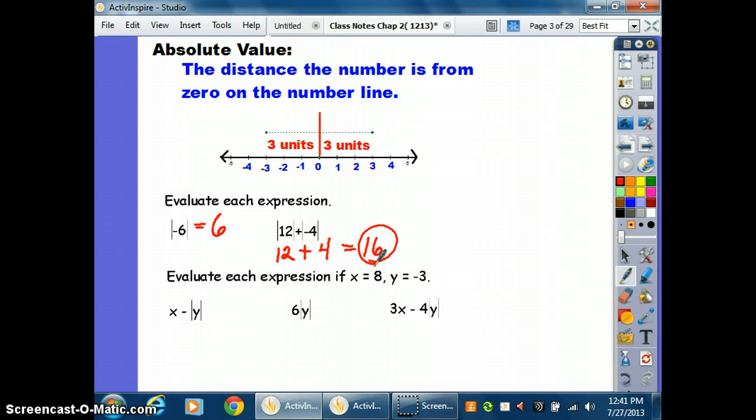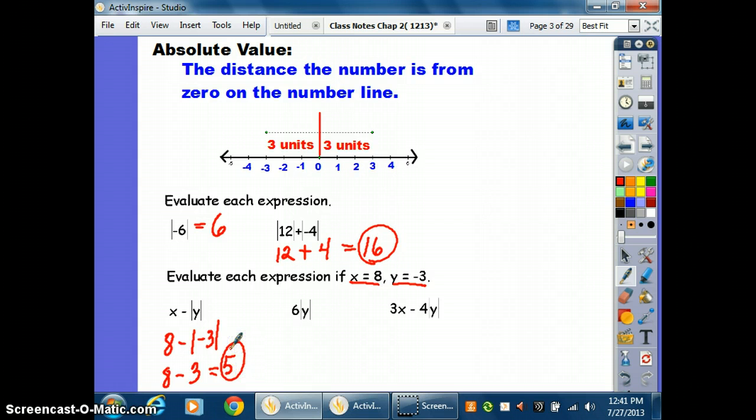Okay, now let's take some algebraic expressions and substitute in. X minus the absolute value of y. X is 8, it says right here, and y is negative 3. Okay, so we have 8 minus, what's the absolute value of negative 3? 3. So 8 minus 3 is 5. I'll circle the answer there.